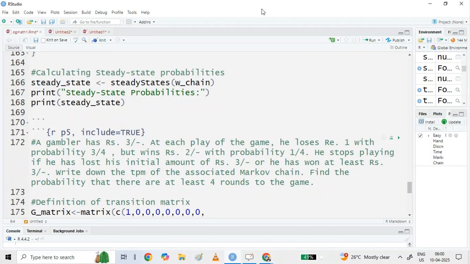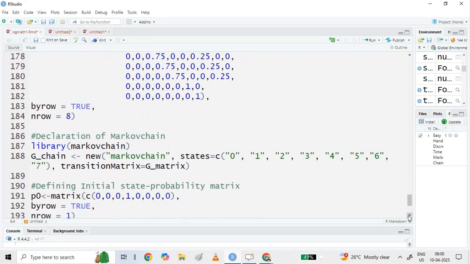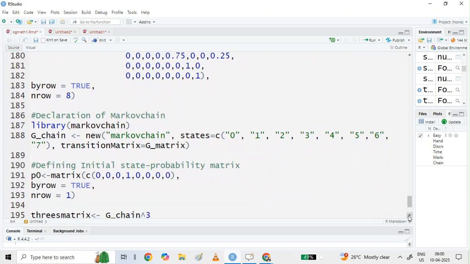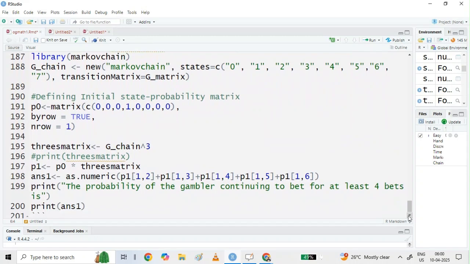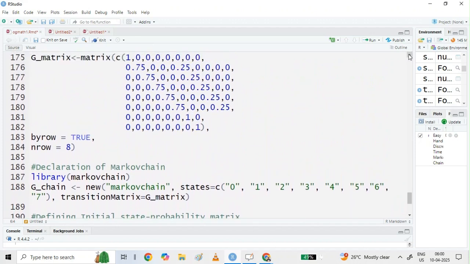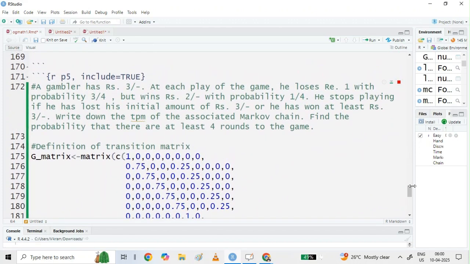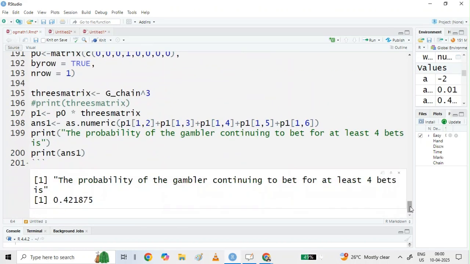Let's find out how the execution runs. So I've written the code for the TPM, the 8 by 8 matrix. I've declared the Markov chain as G chain, and I've defined the initial probability matrix as well. I found the third part of the matrix because we are interested in the result after the third bet, and then we have multiplied the two, and I've tried to return the answer for the question that was asked. Now we'll run the code. We'll patiently wait for the final answer.